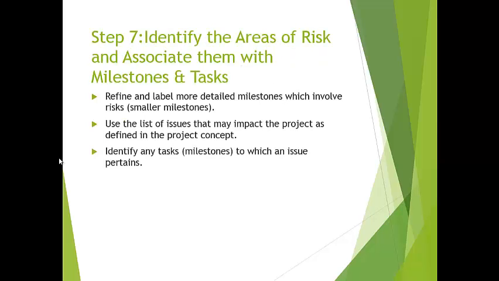Step 7 is identify the areas of risks and associate them with milestones and tasks. Refine and label more detailed milestones which involve risks. Use the list of issues that may impact the project as defined in the project concept. Identify any tasks to which an issue pertains.